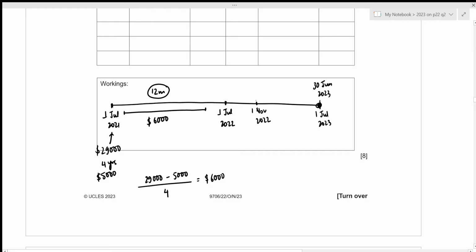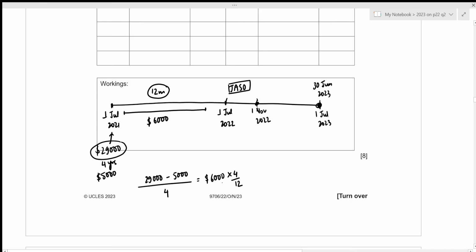Alright. Then we part exchanged the vehicle at the date of 1st November 2022, which means that during the 2nd year as well, this vehicle with the cost $29,000 was used within 1st July 2022 and 1st November 2022. So that's going to be July, August, September, and October. So that's 4 months. We need to charge the depreciation for 4 months as well. So that will be 6,000 times 4 by 12.